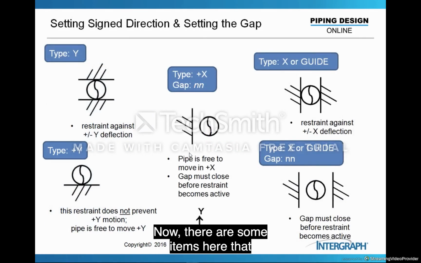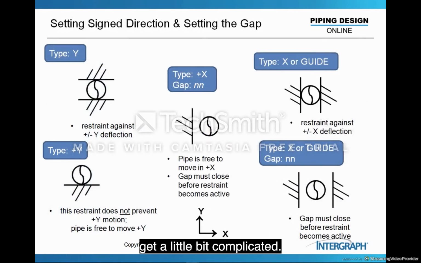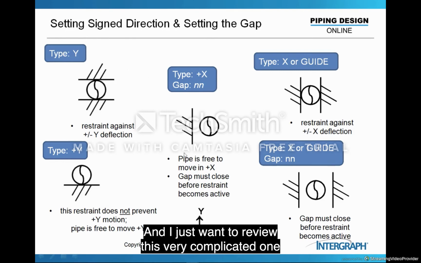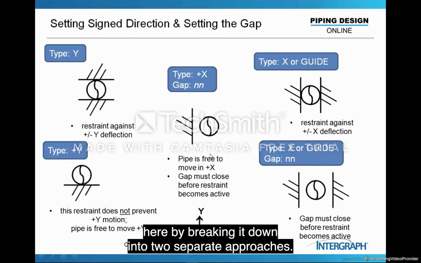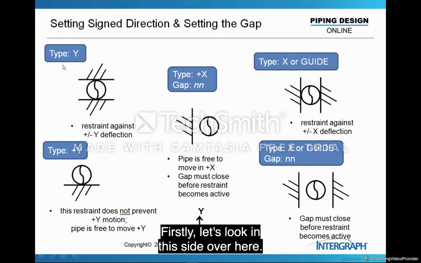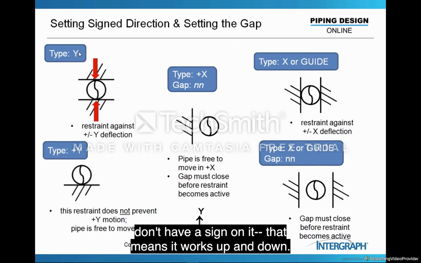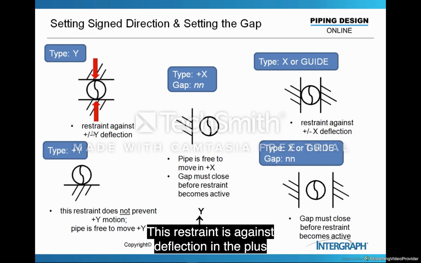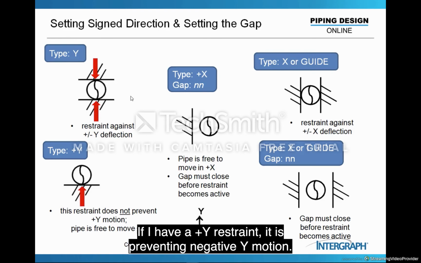Now, there's some items here that get a little bit complicated, and I just want to review this very complicated one here by breaking it down into two separate approaches. Firstly, let's look on this side over here. If I have a Y restraint, I basically don't have a sign on it. That means it works up and down. This restraint is against deflection in the plus and minus direction. If I have a plus Y restraint, it is preventing negative Y motion.